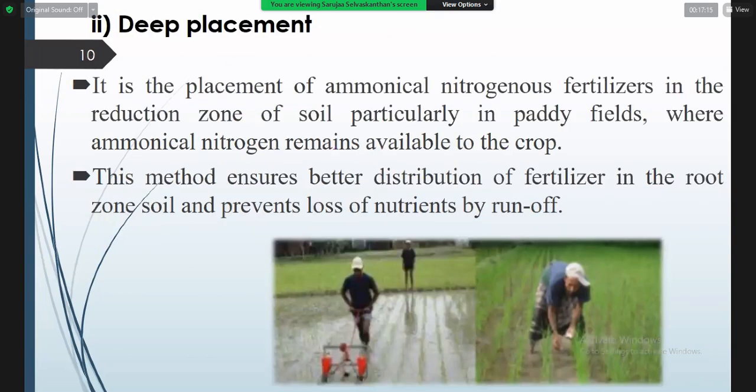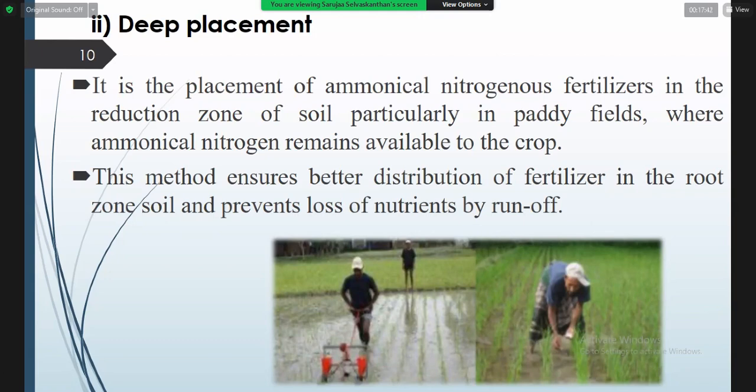Second one is deep placement. Deep placement is the placement of ammoniacal nitrogenous fertilizer. Ammoniacal nitrogenous fertilizer is mostly used in this method, placed in the reduction zone of the soil, particularly in paddy fields. Ammoniacal nitrogen remains available to the crop.